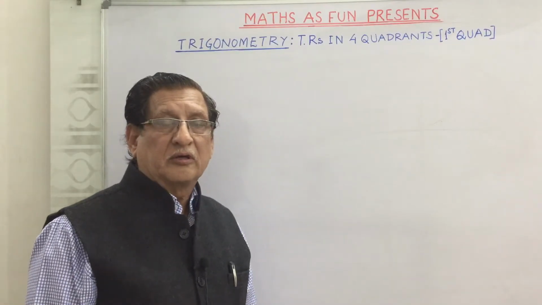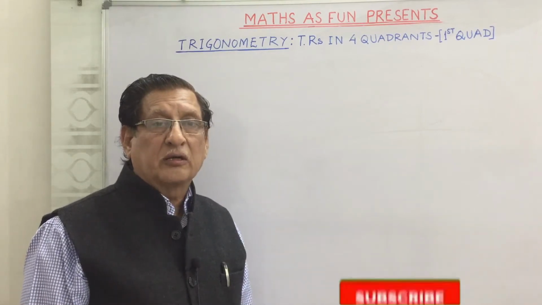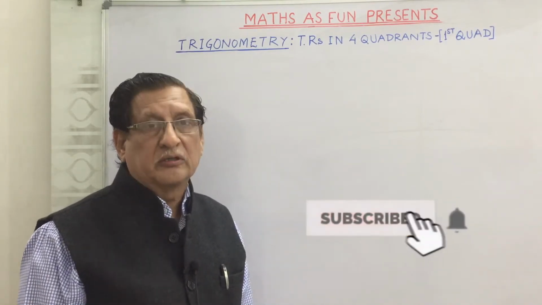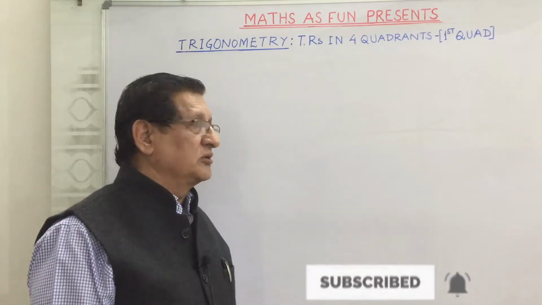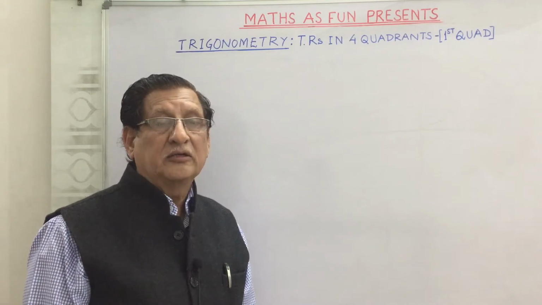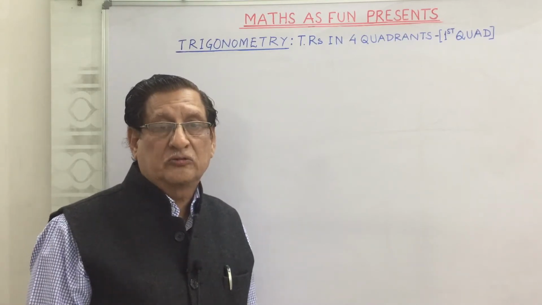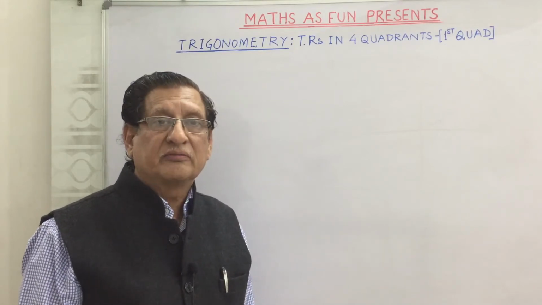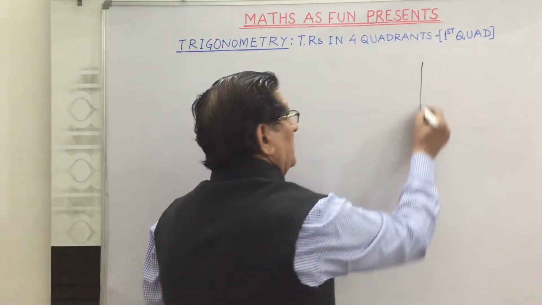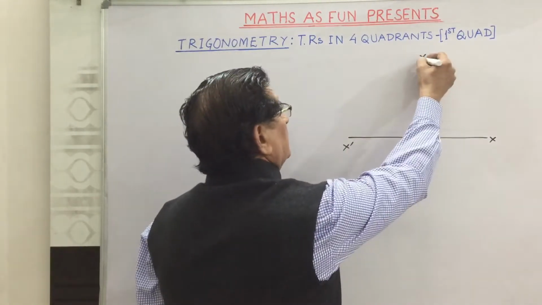Hello everyone. In this video we will learn about trigonometric ratios of the angles which lie in the first quadrant. We have already learnt about the ASTC rule. According to that, we will find that the trigonometric ratios of all the angles which lie in the first quadrant will be all positive.